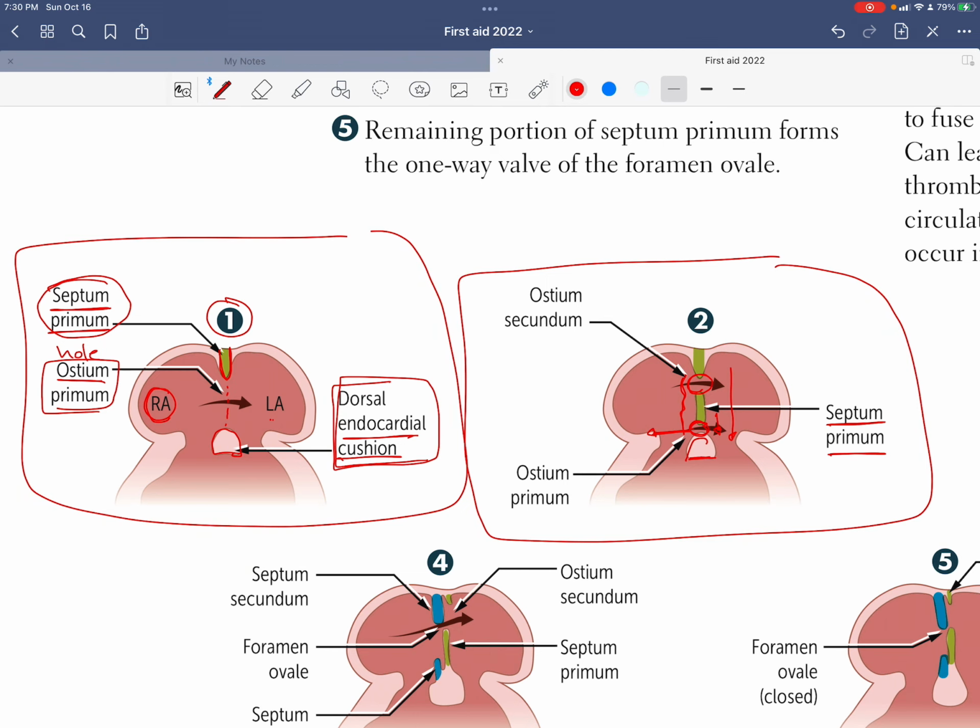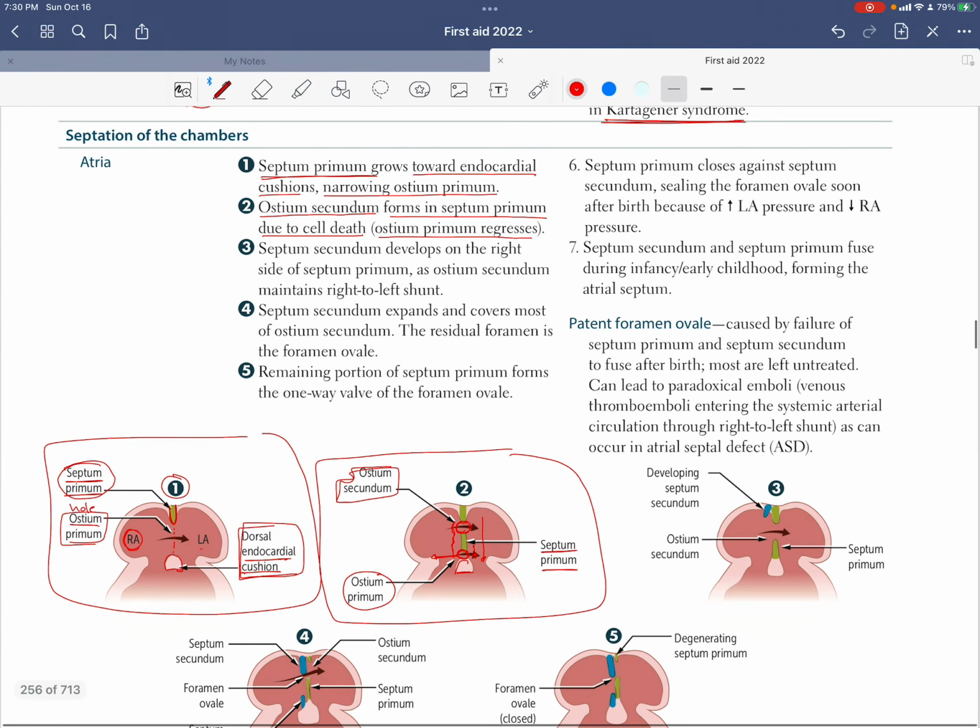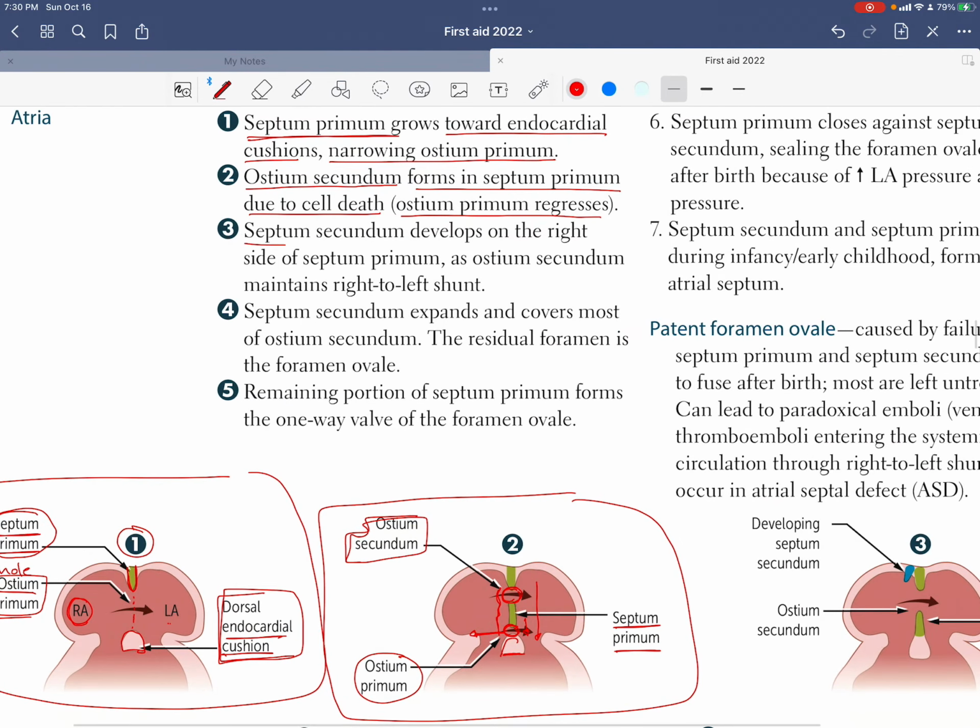So there's the original opening. The original opening is what is called the ostium primum. This is it, the ostium primum. And the new opening that starts to develop in the septum primum due to its cellular death, due to its regression, is called the ostium secundum. Okay, so that's the ostium secundum.